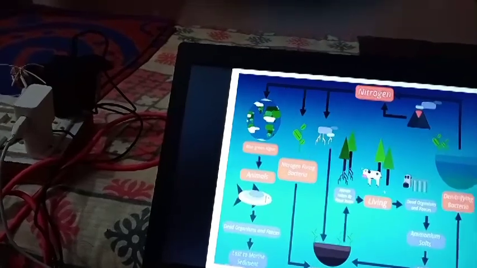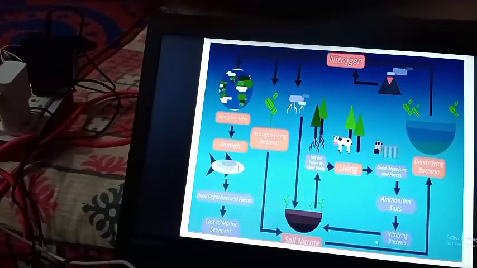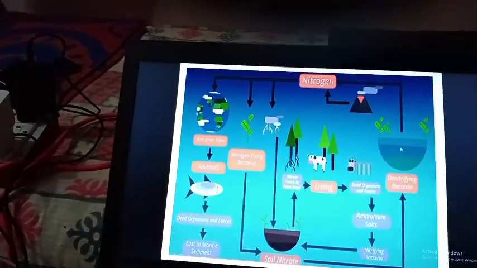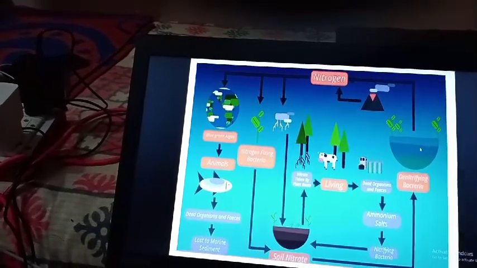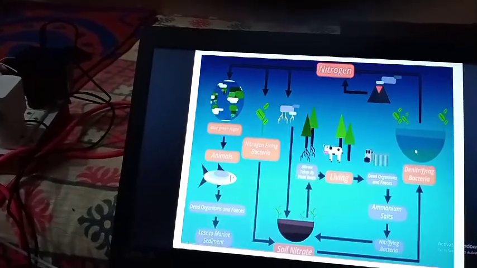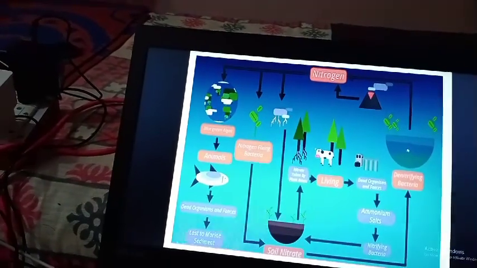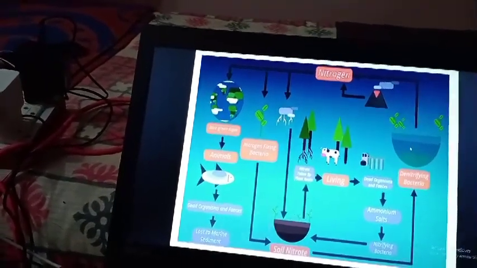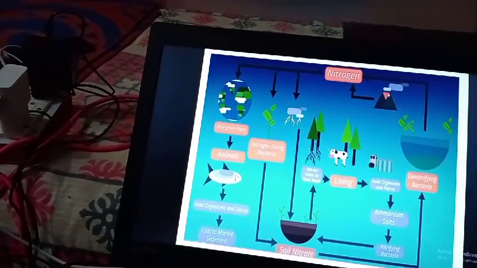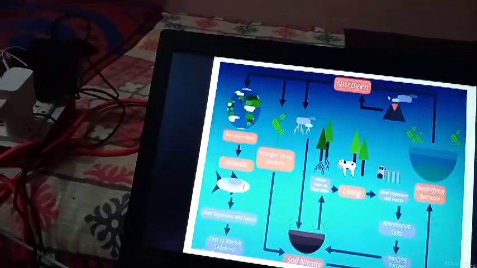This cycle goes on. Then we also learned the denitrifying bacteria release from the nitrogenous waste, besides ammonia, also nitrogen gas. So nitrogen being a gas escapes into the atmosphere and becomes part of the gas in the atmosphere. This is the nitrogen cycle.